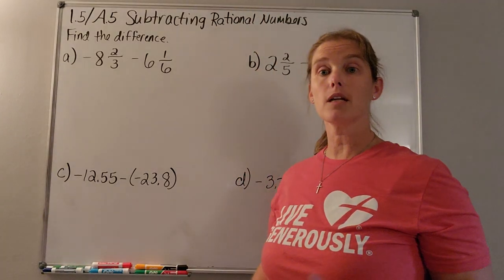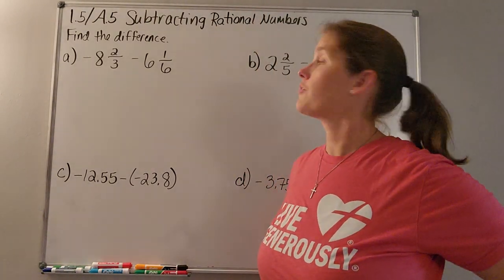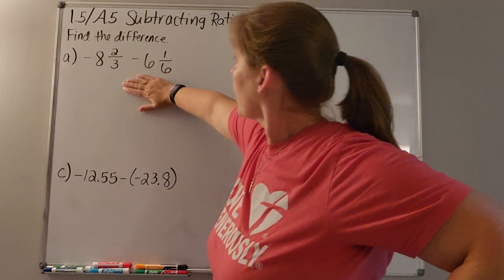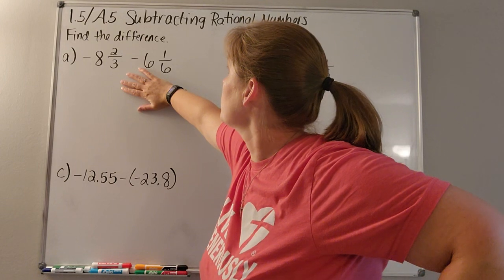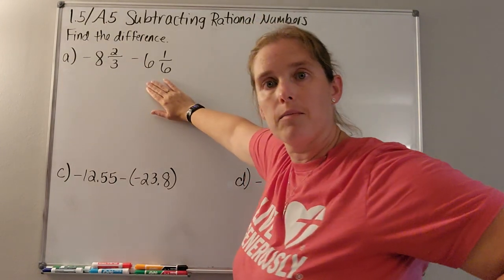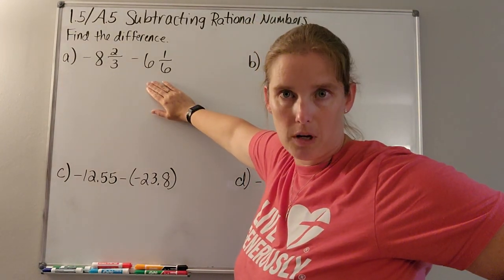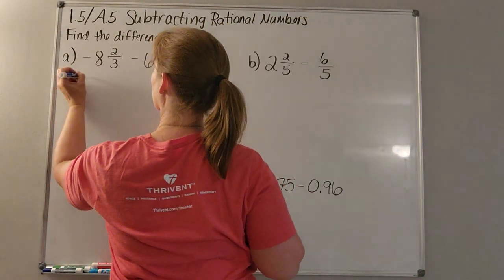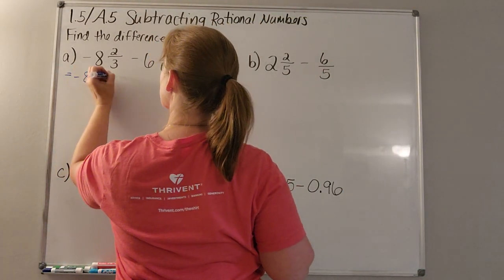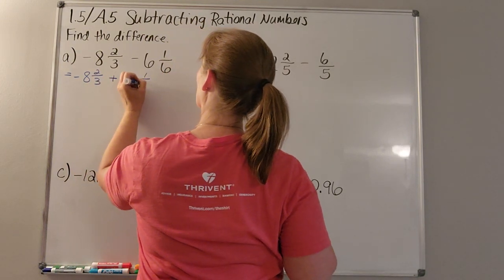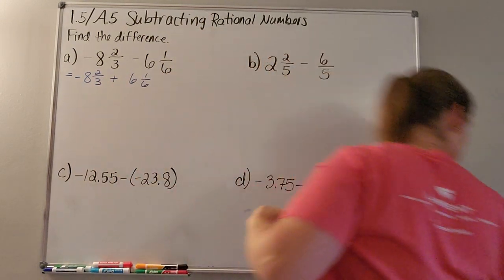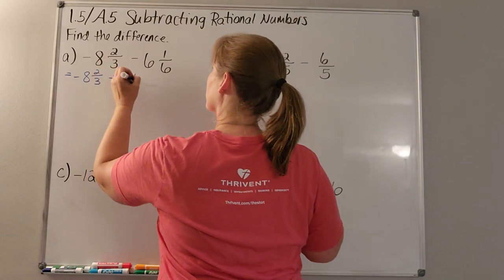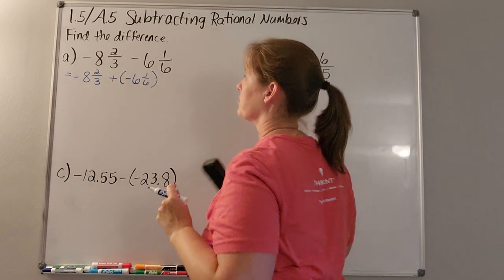All right, let's take a look at a few examples here finding the difference. Let's just apply our rules. Okay, so we have -8 2/3 minus 6 and 1/6. We need to turn this into an addition problem. So let's do that. Keep, change, opposite. So -8 2/3 plus -6 and 1/6.